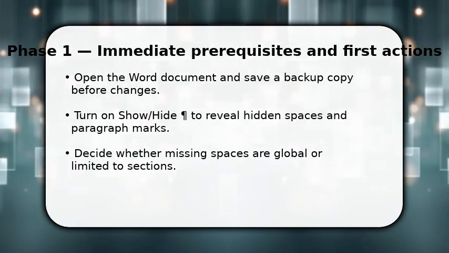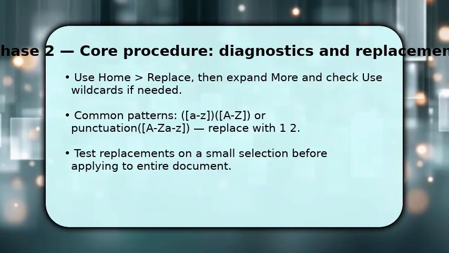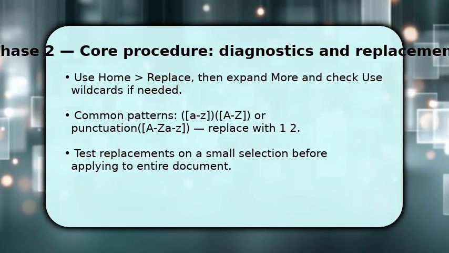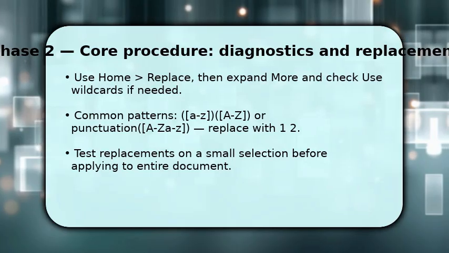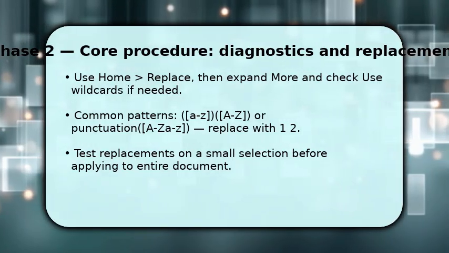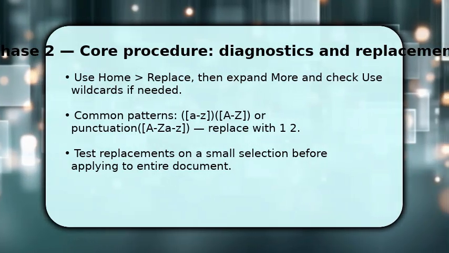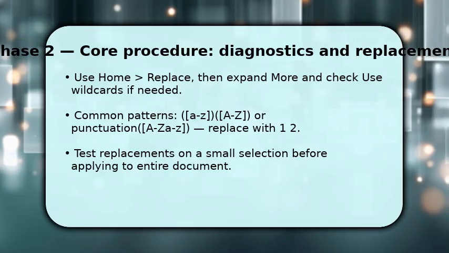Open Replace, use wildcards for patterns like lowercase followed by uppercase, or word then punctuation then word. For example, search (a-z)(A-Z) and replace with \1 \2 to add a space between joined words. Also handle punctuation attached to words by matching punctuation then letters.